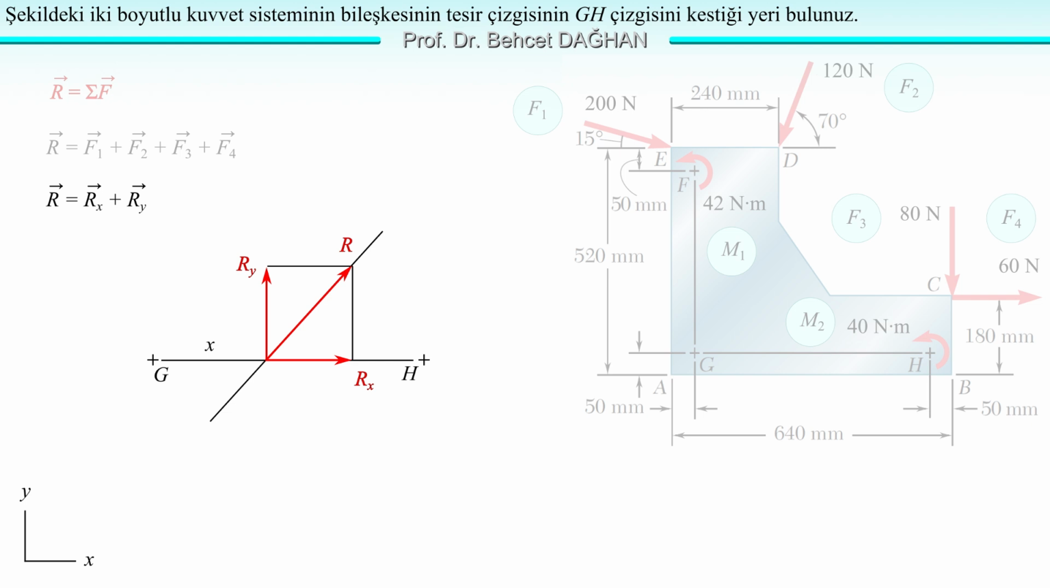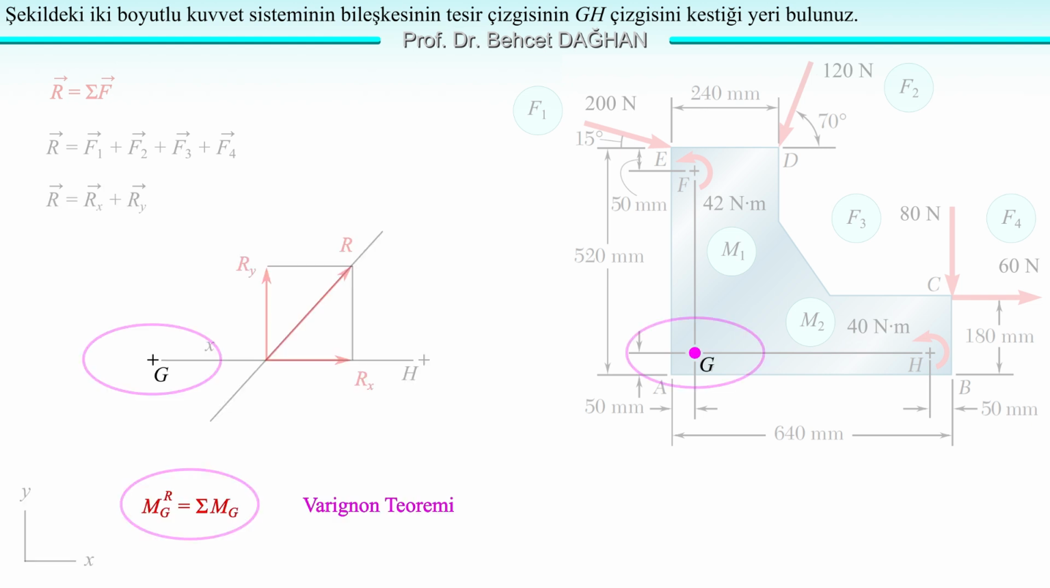Now let's use Varignon's theorem to solve the problem. What did Varignon's theorem say? It said that the moment of a resultant about a point is equal to the sum of the components' moments about that point. We can choose the point where we take the moment arbitrarily. We can take the moment about any point we want. Let's take the moment about point G. The moment of the resultant about G is equal to the sum of the components' moments about G.